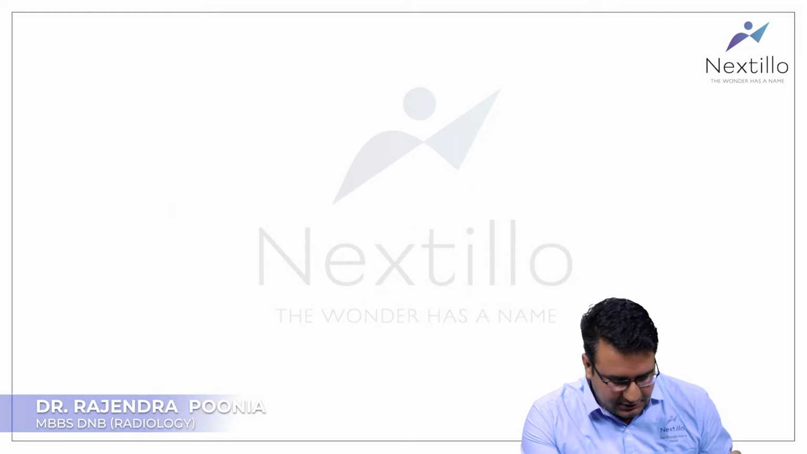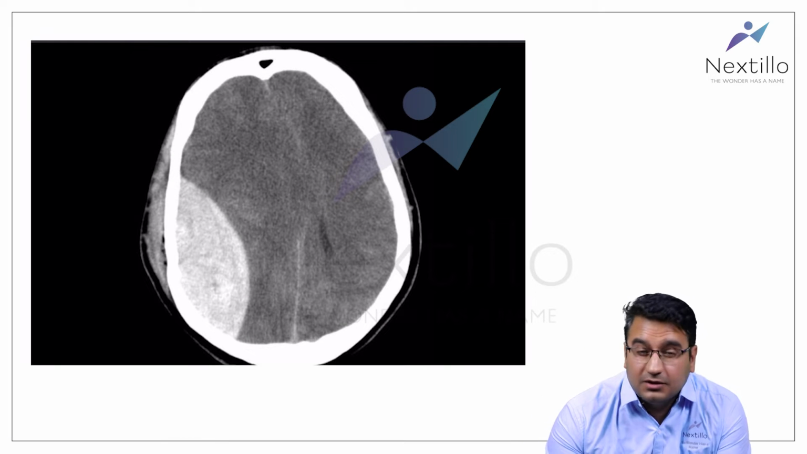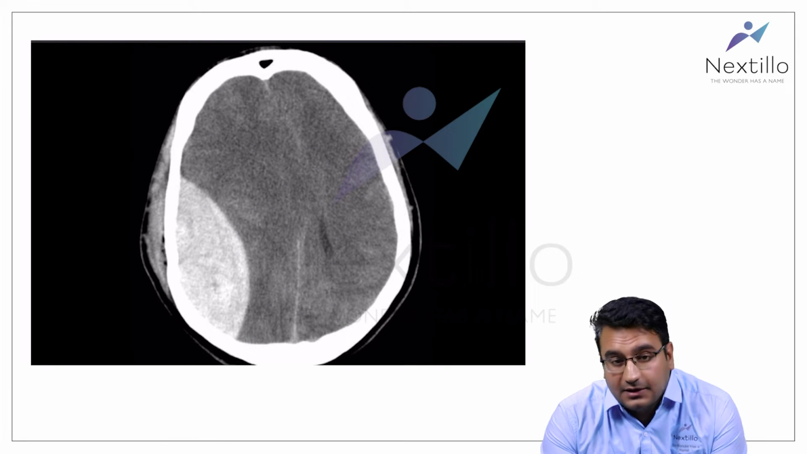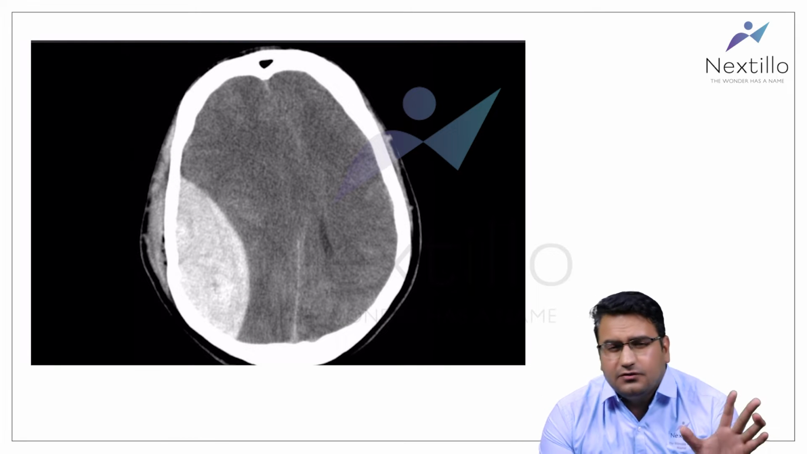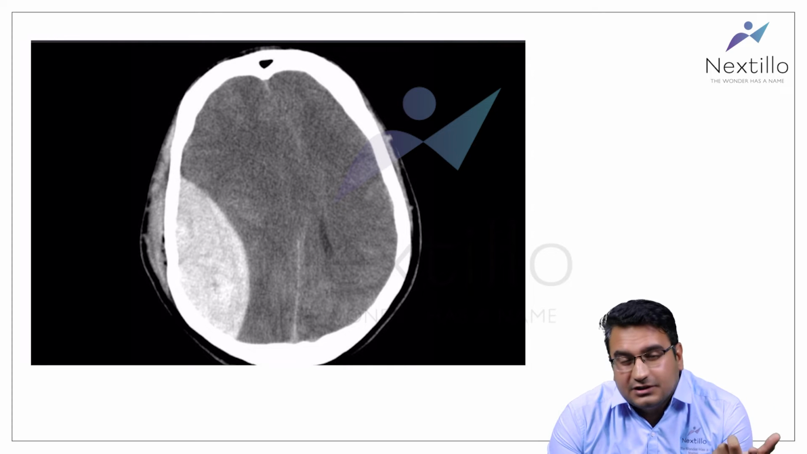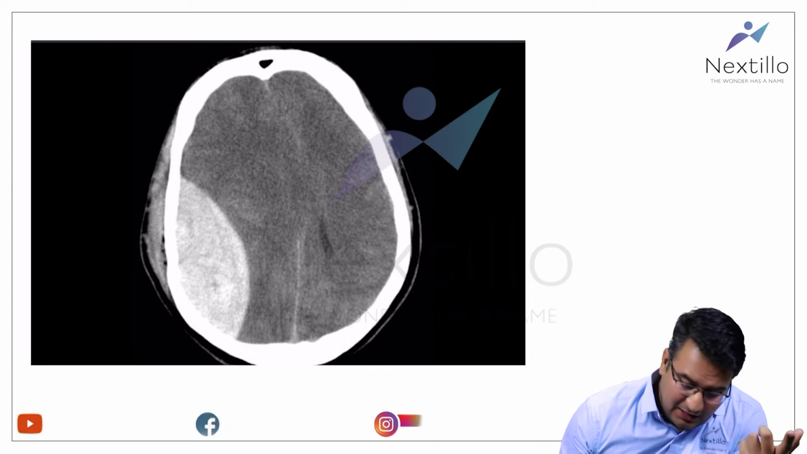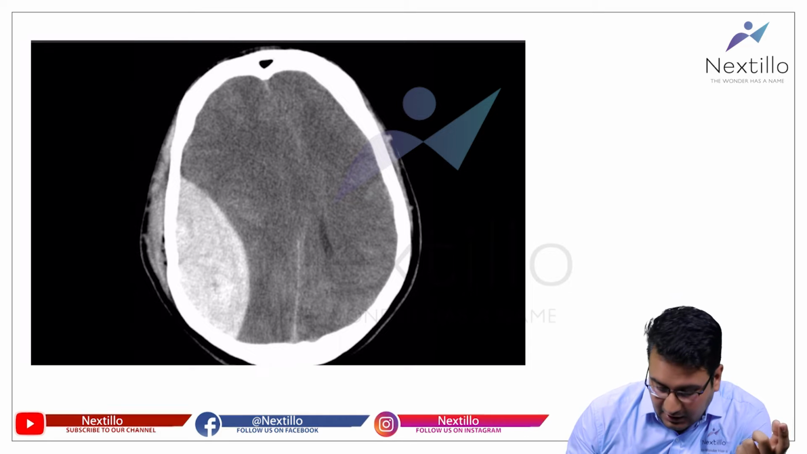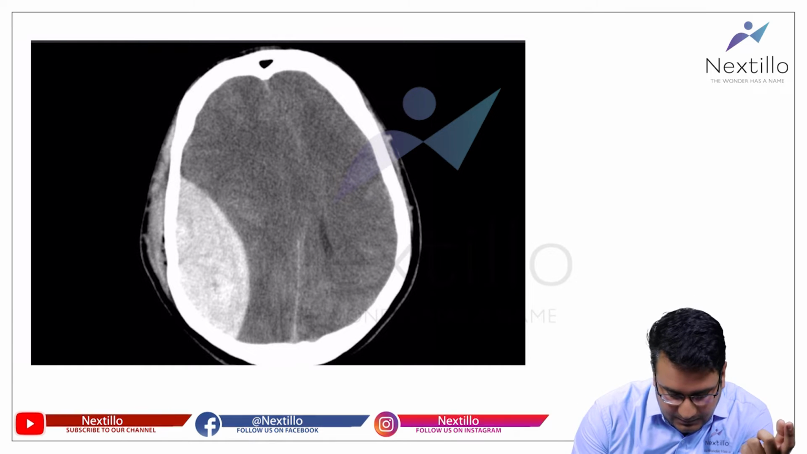Let's just look at this image. This is one of the very common questions which you are going to get. In the case of hemorrhages, you will get CT images. How to differentiate between MRI and CT images? Have a look at this.